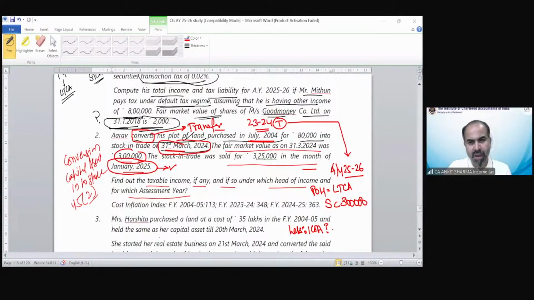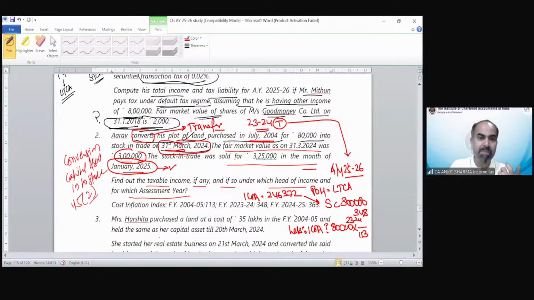The cost of acquisition has been given in the question as 80,000. The index of previous year 23-24 needs to be applied, and that would be 348 divided by 113. So our indexed cost of acquisition, after doing that, would be 246,372. Simple question. You can reduce it from sale consideration and the balance would be your long-term capital gain.